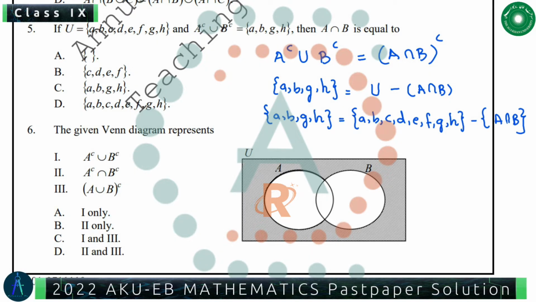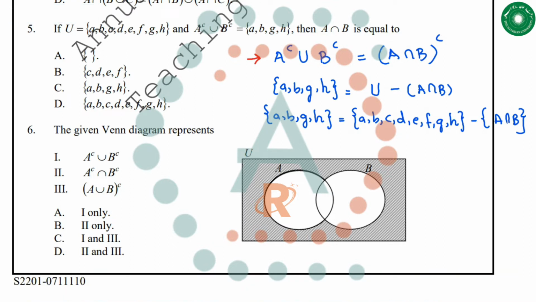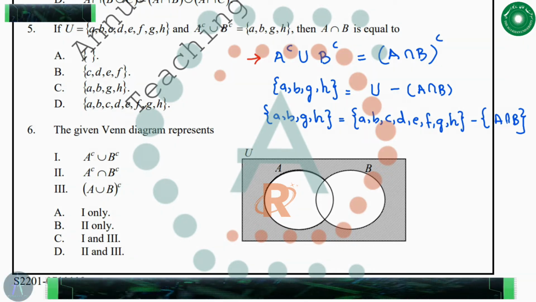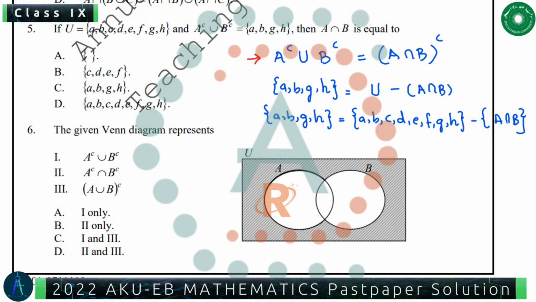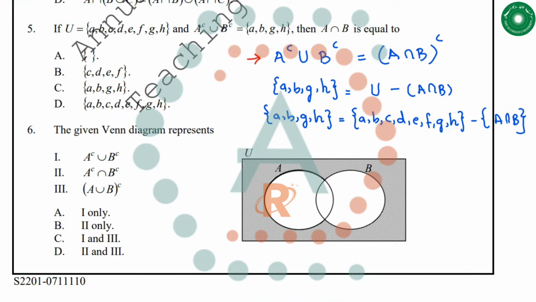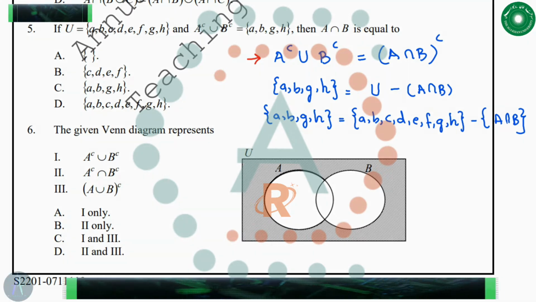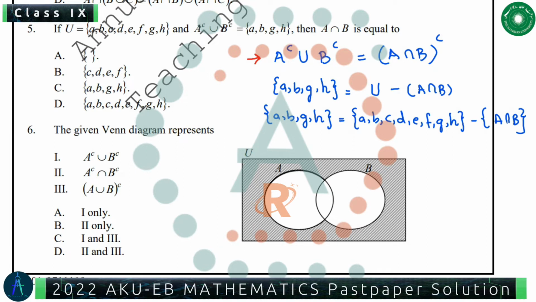So here I have solved this expression: A complement union B complement is equal to (A intersection B) whole complement. In the question, the value was given as A, B, G, H, and complement means universal minus A intersection B. So I have replaced the universal set, and A intersection B is as it is. So we have to see what should be subtracted from this universal set so that we get A, B, G, H.